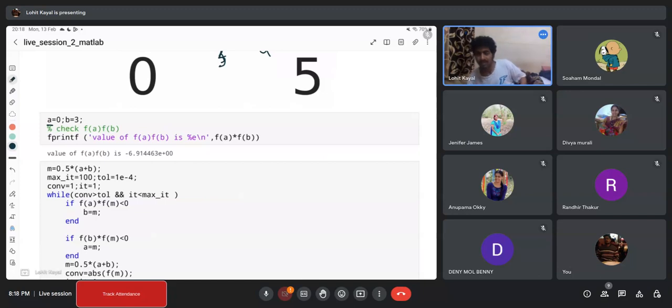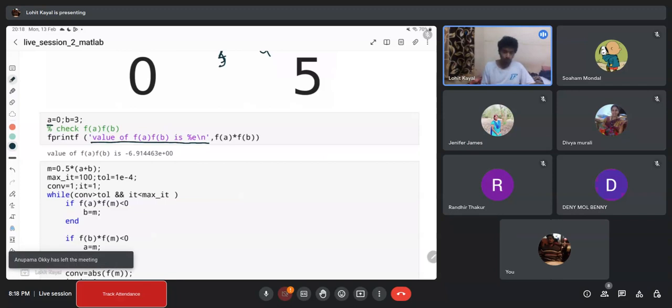If printf prints something, anything. So now to print, you have to put it inside this quotation. When you put something inside the quotation, Matlab will understand that this is a string. You see, value of fab is something, I will talk about it, but you see that it has printed value of fab.